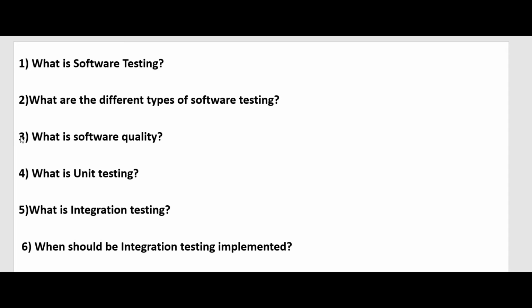What is software quality? The definition given by ISTQB, software quality is the totality of functionality and features of a software product that bear on its ability to satisfy stated or implied needs. What is unit testing?